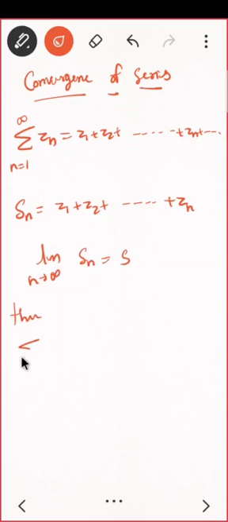Then you say that summation of Zn is equal to S. And this is how you define convergence of a series. Okay, and same thing, in series also the same question will come.